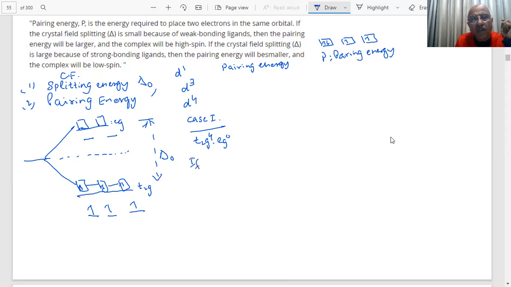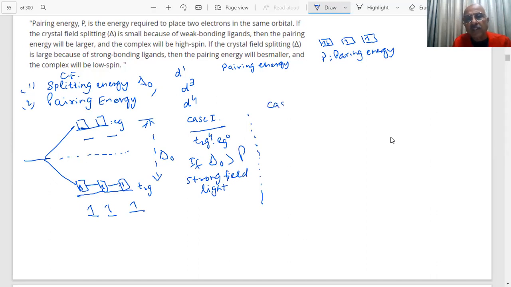If delta O is larger than pairing energy, if the delta O gap is very large, students, then this will be the pairing that will take place. And this will happen in which case? Strong field or weak field? Tell me, students. Case 1 is only for strong field students. Strong field ligands, you know the delta O is large. Therefore, the pairing is preferred.